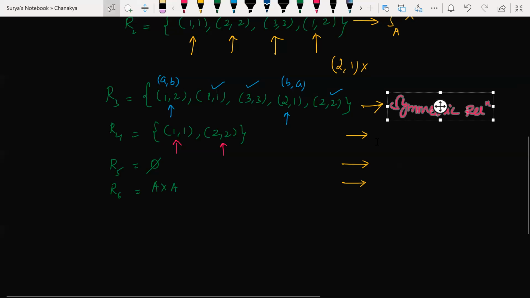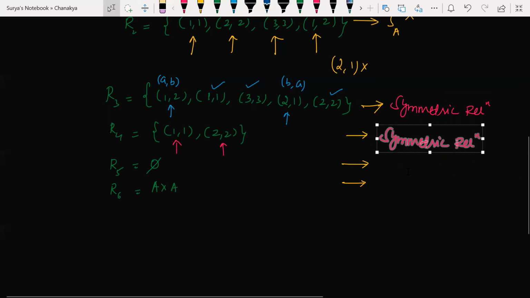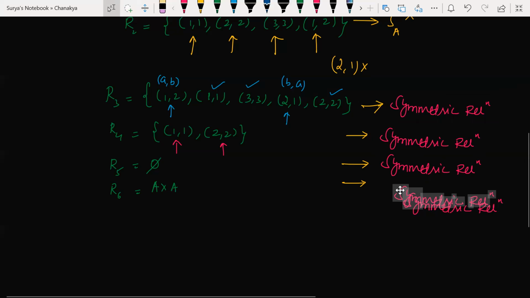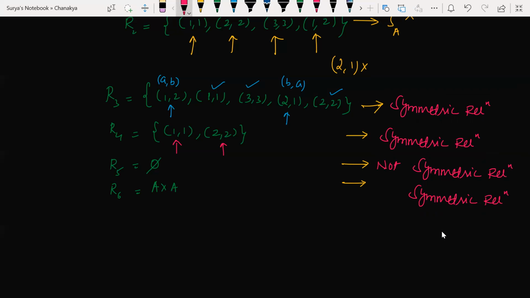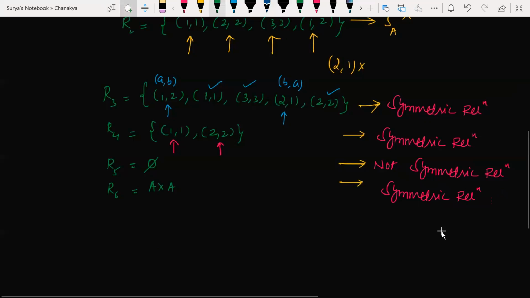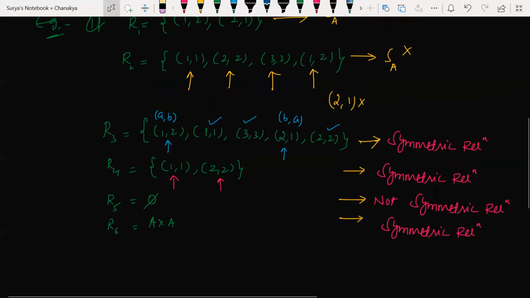Understood? Yes, sir. Okay. Now the fifth relation, check. The fifth relation is not a symmetric relation. Sixth one: symmetric relation or not? A cross A is nothing but what, beta? A cross A is basically the universal relation. So a universal relation is always going to be a symmetric relation. Getting my point? Hello? Understood or not? Yes, sir.